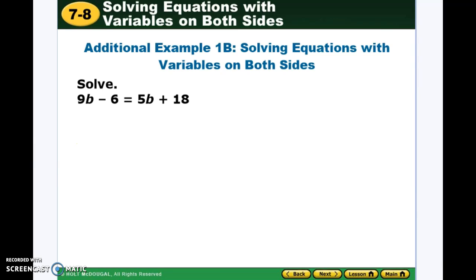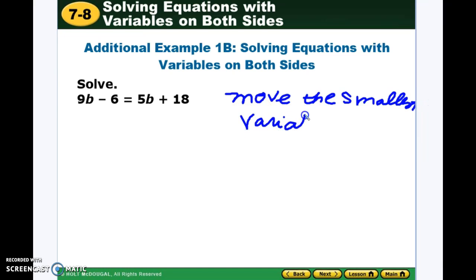This is actually very simple. One rule of thumb that I have is that the first thing you want to do is move the variable first. So you want to move the smallest variable first. And usually once we do that, then it becomes a two-step equation, or we might have to do some more simplification. So let's take a look at this sample case.